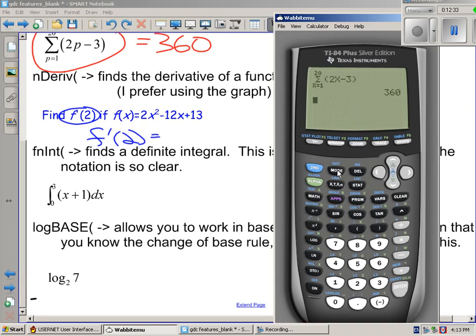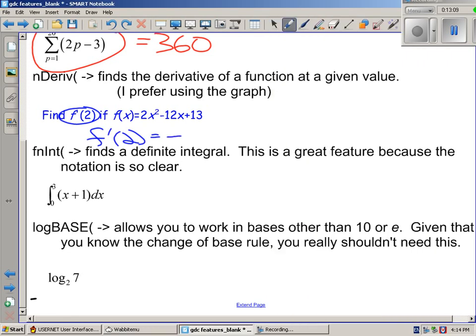The other way you can do it is under this alpha y equals, go to func, nDeriv. So you want the derivative with respect to x of 2x squared minus 12x plus 13, where x is 2. I have to make sure I come down. And it gives me the same thing, that it's negative 4. I really like having the visual confirmation for the derivatives.